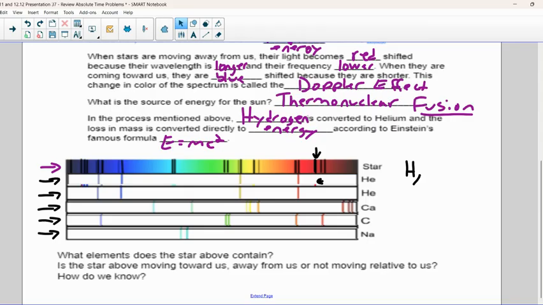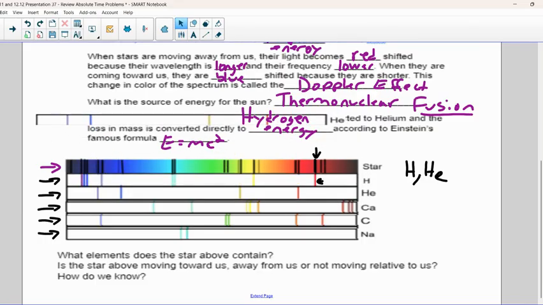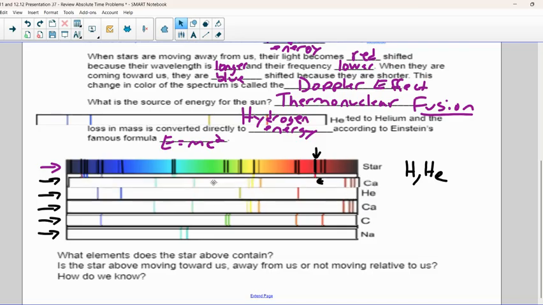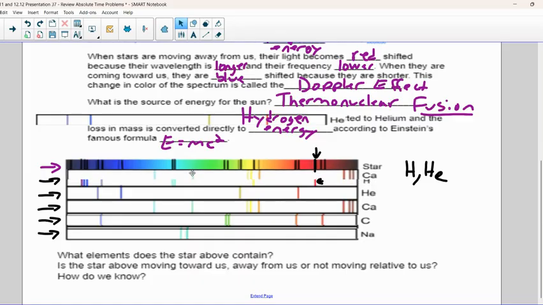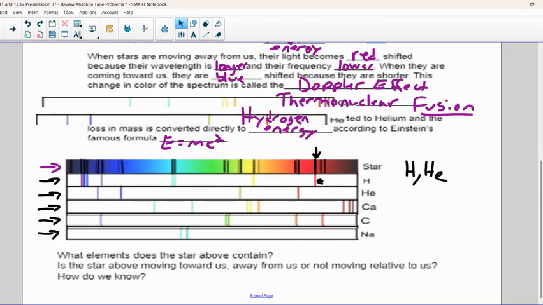So now when I put helium there, I can see that those lines match up. And so it does in fact have helium. And then I'm going to move this one out of the way, and we'll check to see if calcium is in the star. And when I do calcium, I can see that the lines don't match up perfectly. So if I put that right there, I can see that the lines don't match up. So it doesn't have calcium.